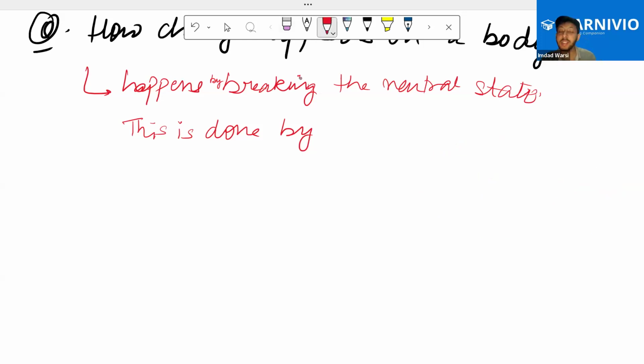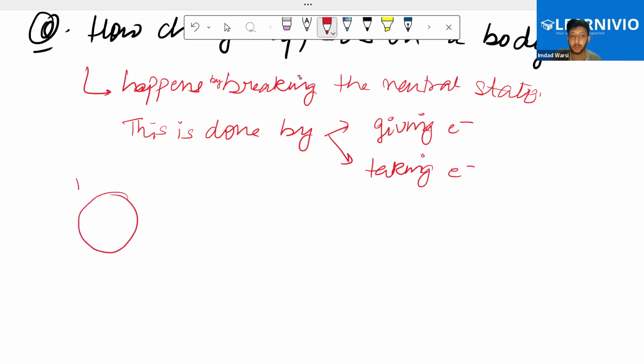Now, I told you that the neutral state is broken in 2 ways: number one, giving electrons, or number two, taking electrons. For example, I have a body, it is neutral, meaning electrons equal protons. Now you want to bring charge on this body. This is done by breaking the neutral state, by giving electrons or taking electrons.